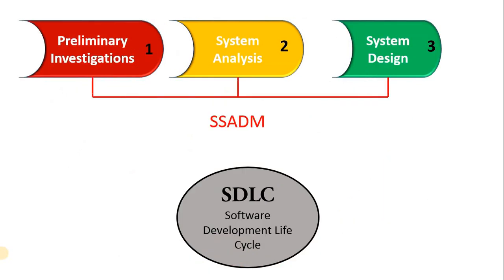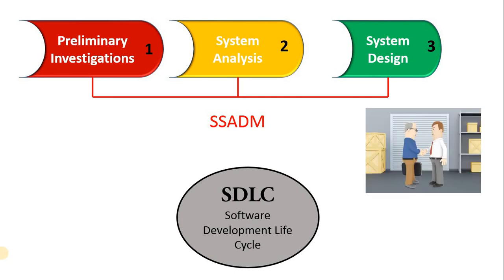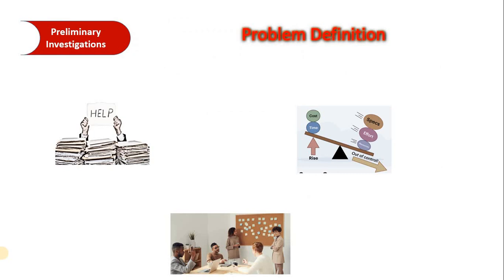SSADM puts emphasis on the analysis and design stages of the SDLC, which means the first 3 steps. In SSADM, special emphasis is put on the analysis of user needs. Both parties, that means developer and user, are trying to see whether the development is well suited to each other. Let's go to the first step, preliminary investigation.